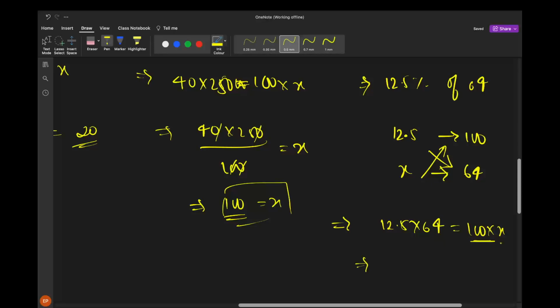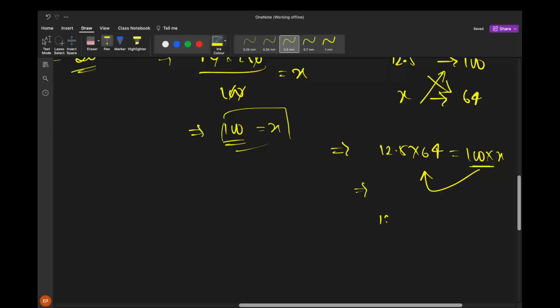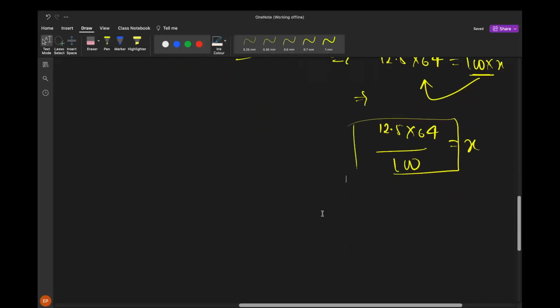As I told, it is in multiplication, so take it to the left side, which becomes division. Means 12.5 into 64 divided by 100, right? This is the value of x. Please compute it. Means the 0 0, just take the decimal point to the left side, which becomes 0.125 into 64. As I told in the previous videos, division means the decimal goes left side, multiplication means right side. That's it.